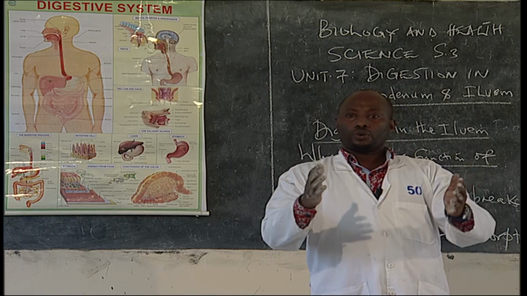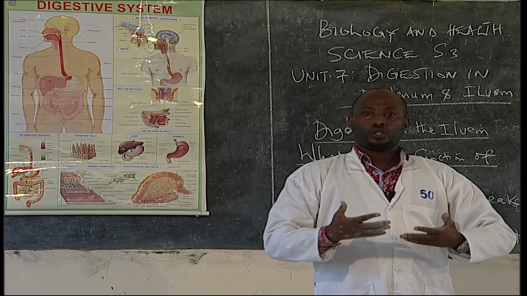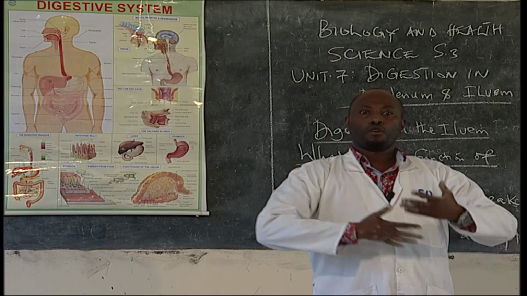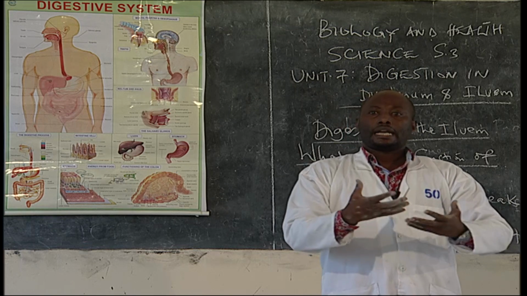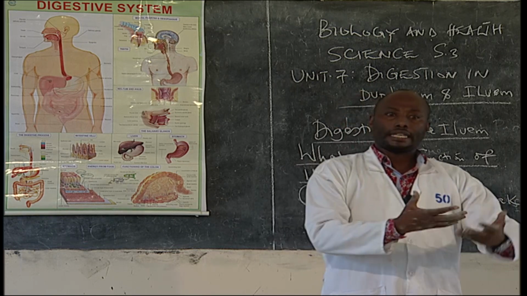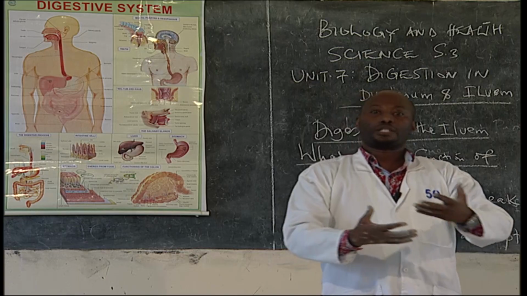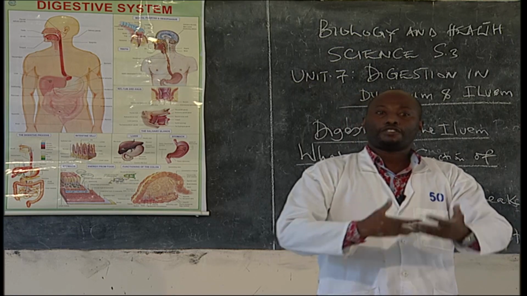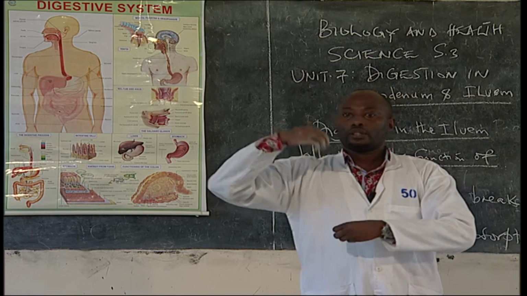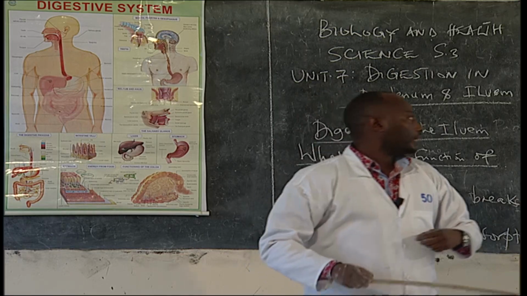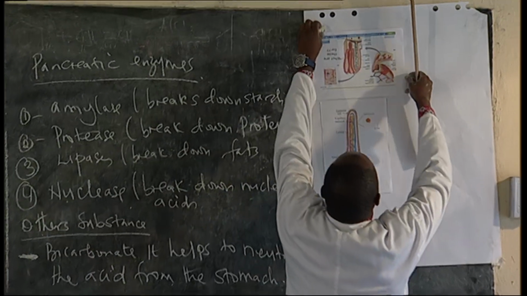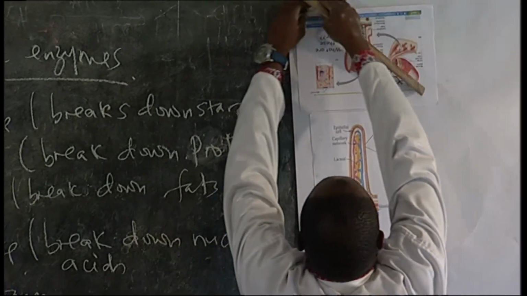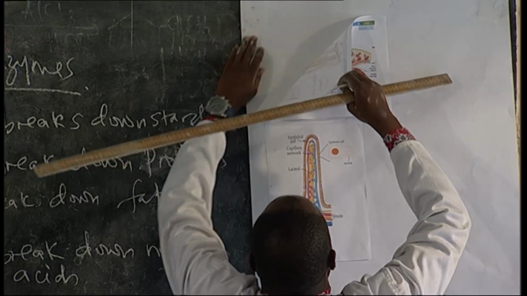Some of you bathe. After bathing, you use a towel to remove water from your body. So in the small intestine, there are structures which are called the villi. These villi are very important to absorb the digested food and carry it to where? To the bloodstream, where it is going to carry out its function. I have a diagram here, which is very clear, and you can understand it very clearly.